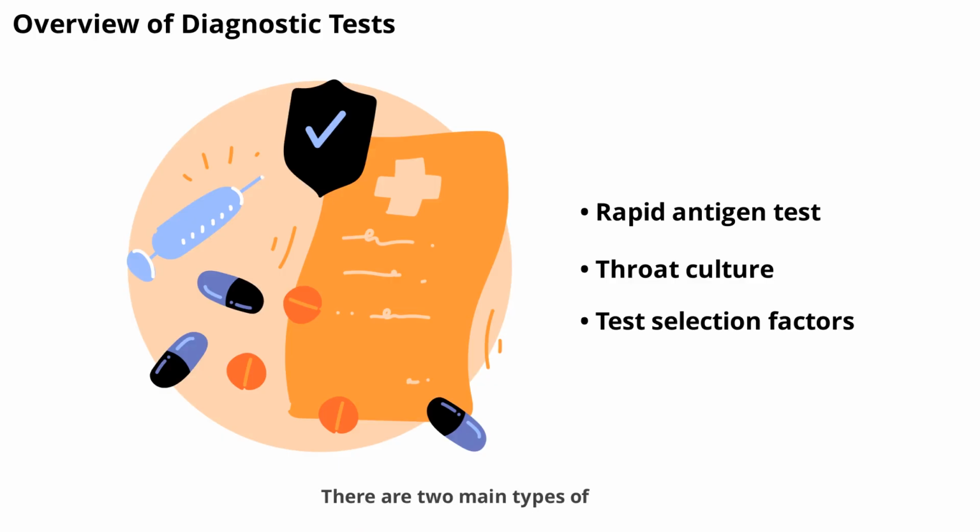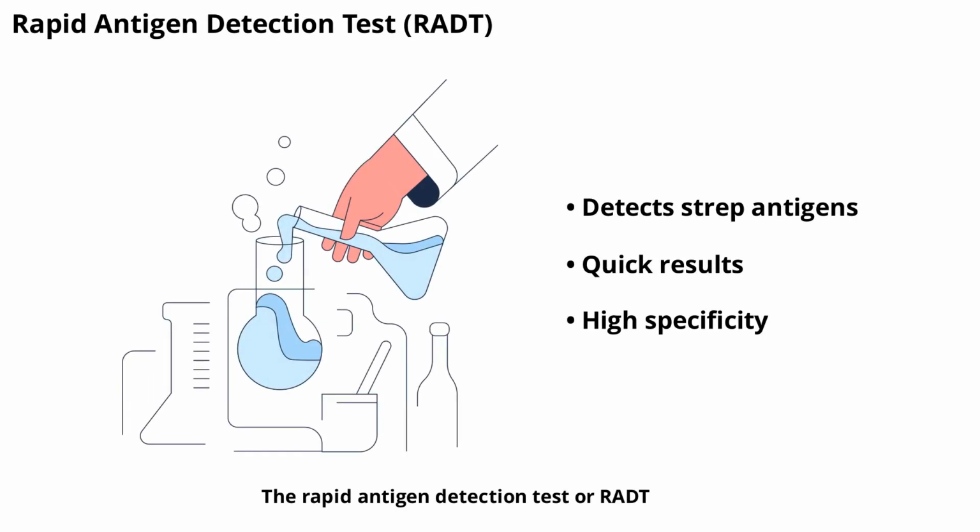There are two main types of tests commonly used to evaluate strep throat: the rapid antigen detection test, RADT, and the throat culture. Each test has its own advantages and limitations, and the choice of test may depend on the patient's age, symptoms, and clinical setting. Let's take a closer look at how each of these tests works and what you can expect during the testing process.